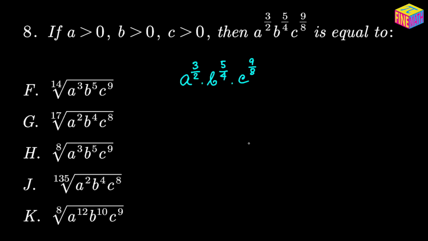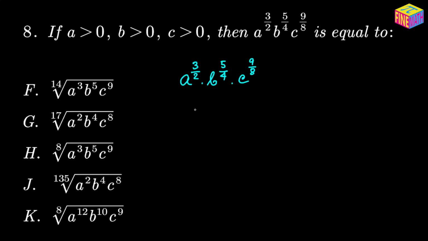So let's get started. Here we have a to the power 3 over 2 times b to the power 5 over 4 times c to the power 9 over 8. And if you look at the answer options here, it looks like we have to find a common root for all of these factors, like a, b and c. From the answer options we can see that the common root could be 14, could be 17 or 8 or 135 or 8 again, right?